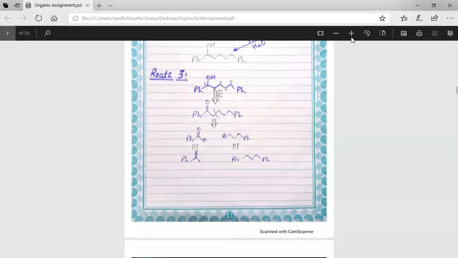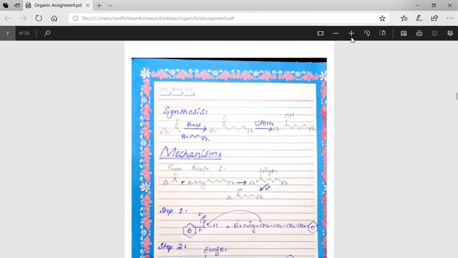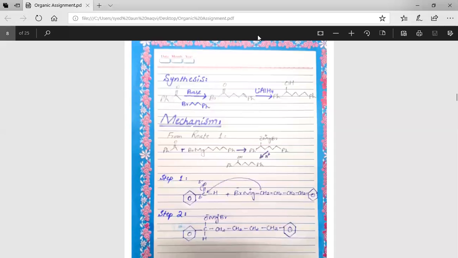When we perform synthesis of route 3, we will react benzaldehyde in the presence of base with 1-bromo-3-phenyl propane. We can count 1, 2, 3, 4, and 5. So when we treat benzaldehyde with 1-bromo-3-phenyl propane, we will obtain 1-bromo-5-phenyl, and the hydroxyl group is attached at carbon number 2, and then 1-bromo-5-phenyl-2-one.